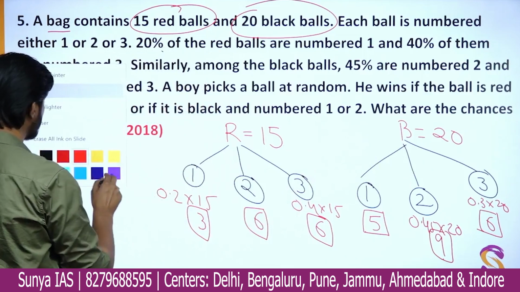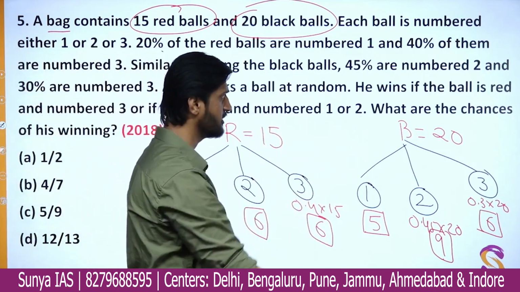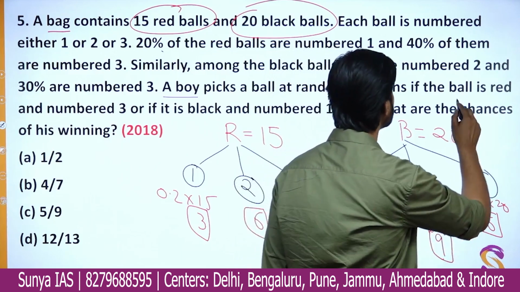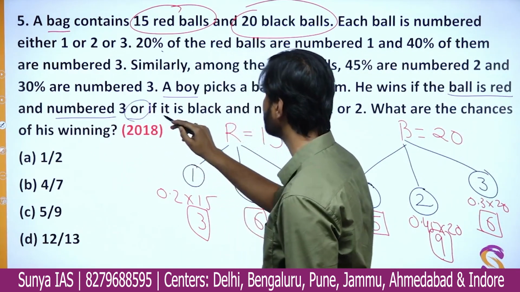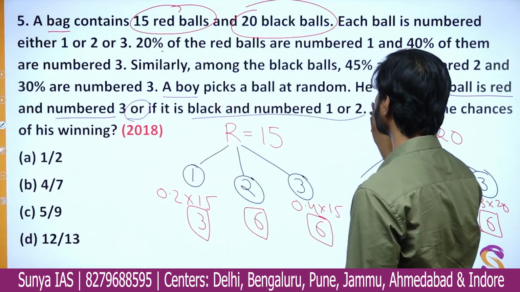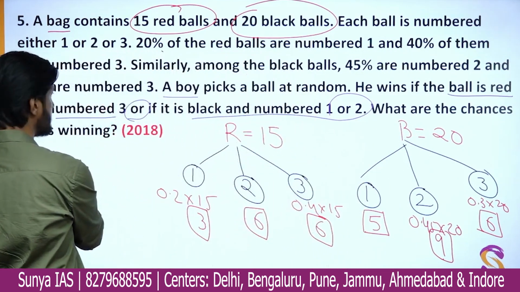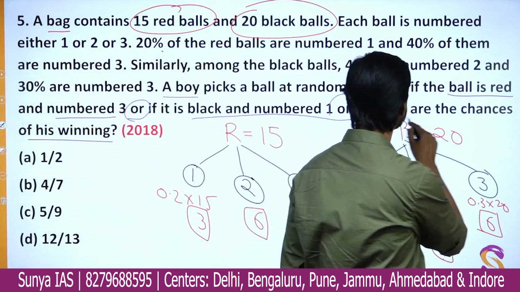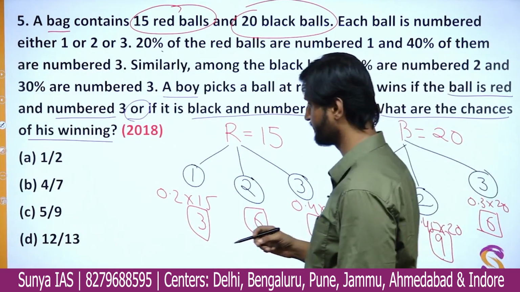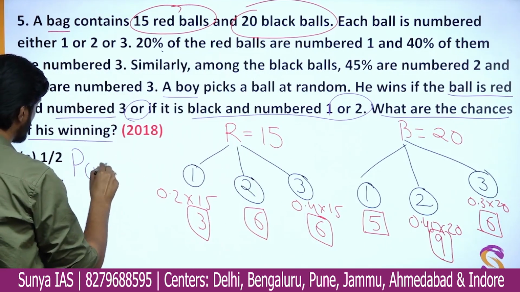And now let us read the further question. The question says, a boy picks up a ball at random. He will win if the ball is red and numbered 3, or if it is black and numbered 1 or 2. So what is the favorable condition for him to win? So we want the probability. We have to find the chances of winning. We have to find the probability of winning. Okay. So we have to find the value of P(win).